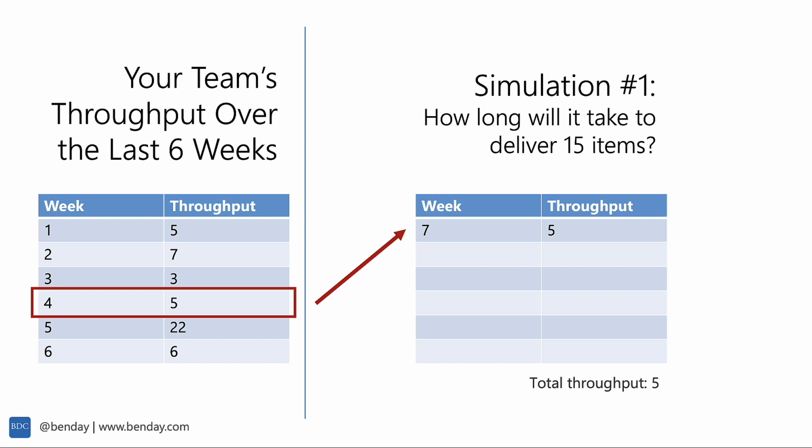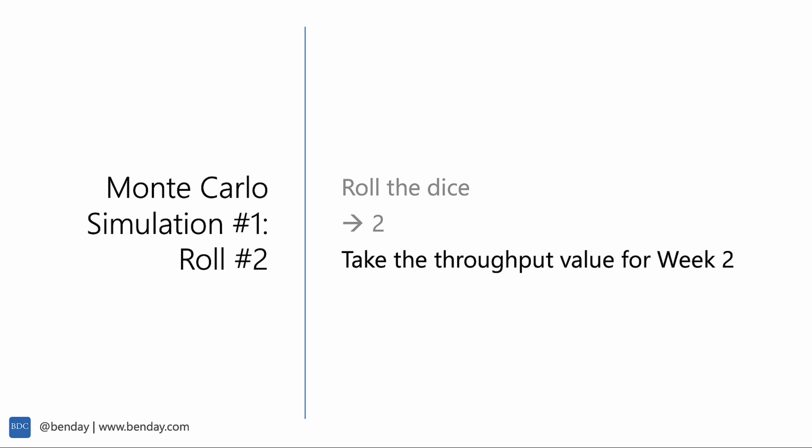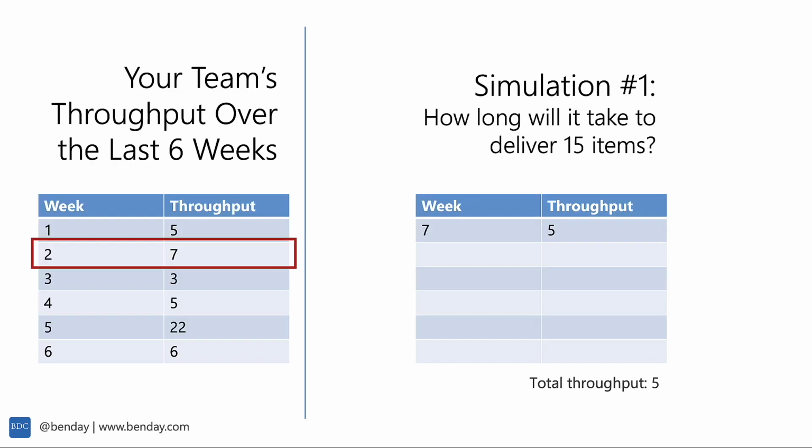We need to deliver 15 items, and 5 is less than 15, so we need to do this again. Simulation number 1, roll number 2, roll the dice again. This time we get a 2. So we're going to take the throughput value for week 2. So over here, week 2 was 7. So now, week 8 becomes simulated throughput of 7. So our total throughput now becomes 12. 12 is, once again, less than 15, and we're looking for how long will it take to deliver 15 items.